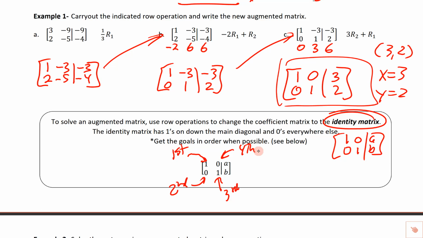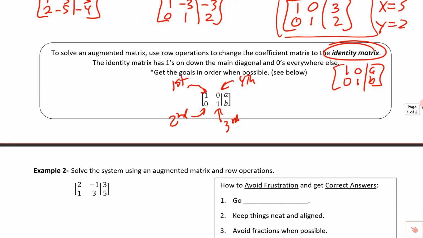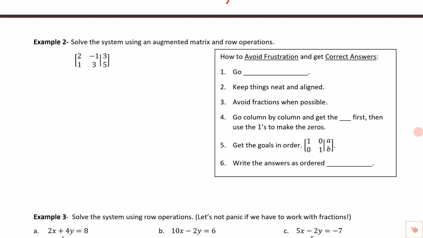So the way we say this is we go column by column, get the 1s first, and then use the 1s to make the 0s in that column. So goal number 1 is to get a 1 right here. Goal number 2 is to use that 1 to make that a 0. Goal number 3 is to turn this one into a 1, and then goal number 4 is to use that 1 to make that a 0. And we should be able to read off the answers on the other side. Okay, any questions there? Okay, now flip it over.